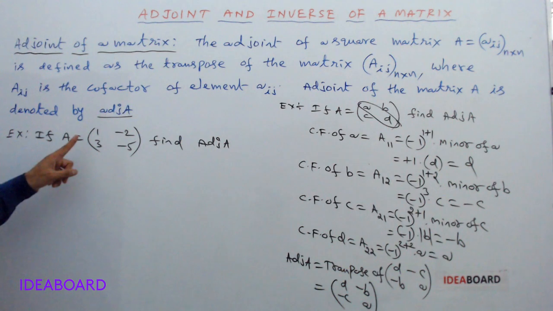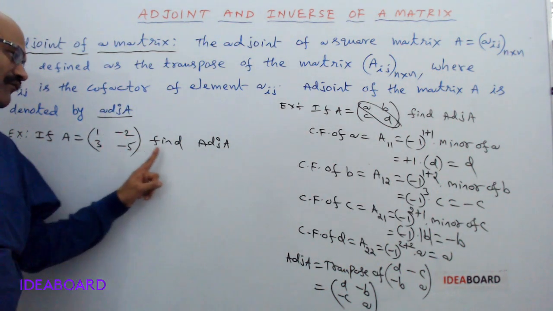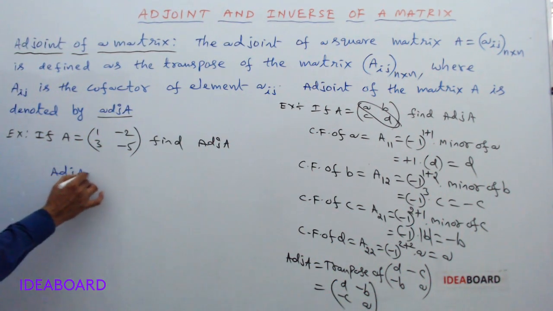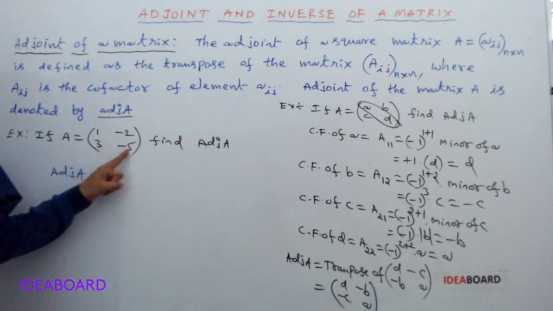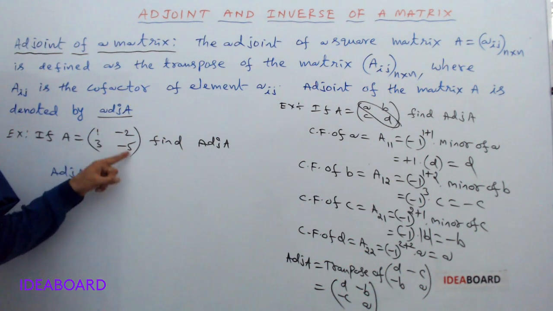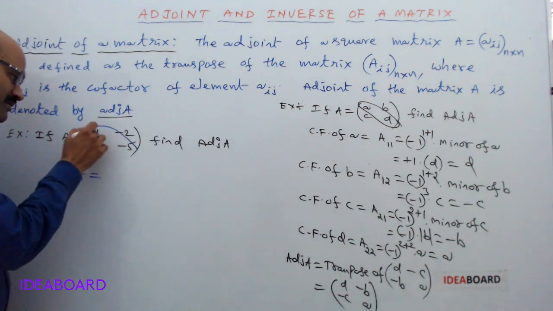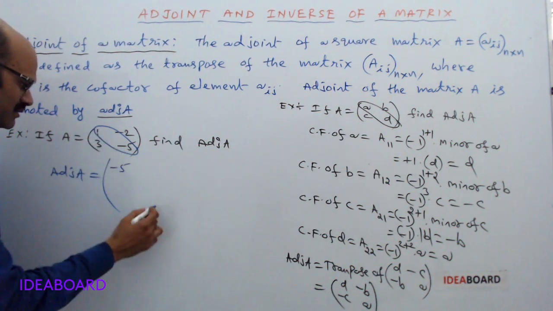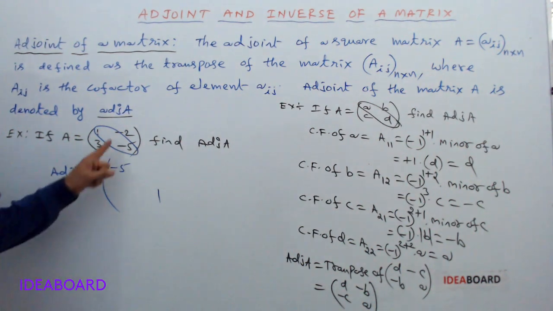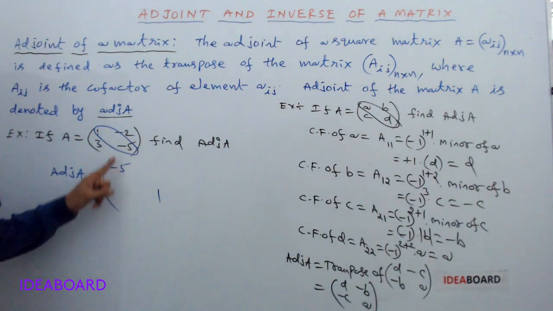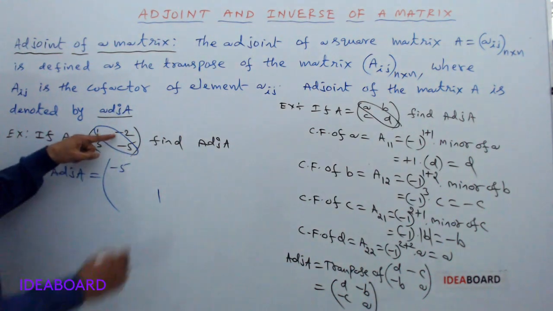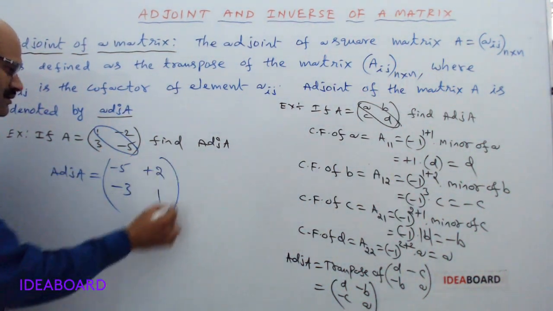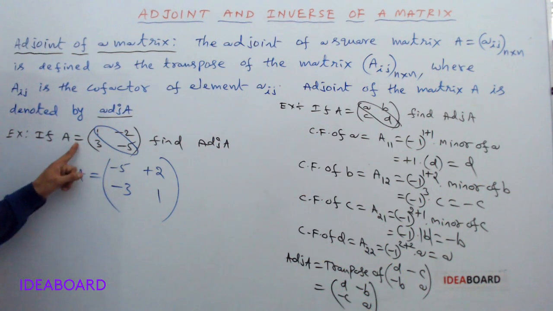If A equals 1, minus 2, 3, minus 5, find the adjoint of A. Here, you can find the adjoint of A directly. Interchange the principal diagonal elements. Here the principal diagonal elements are 1 and minus 5, so we interchange these two: minus 5, next 1. Now for the off diagonal elements, if you have minus 2, here we take plus 2. So minus 2 becomes plus 2 and plus 3 becomes minus 3. This is the direct way to find the adjoint of A.